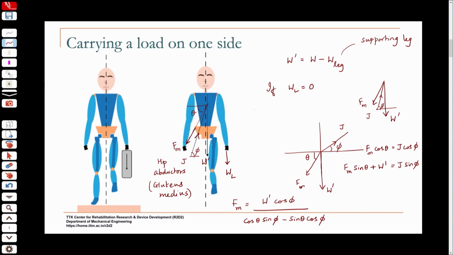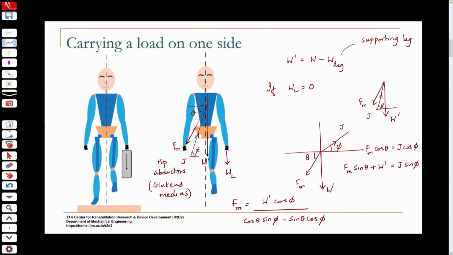So, if I have that, then essentially what is going to happen, the moment about the hip is going to increase. So, now what is my phi going to be? Is it going to be less or more than what I have now? From this, can you tell?